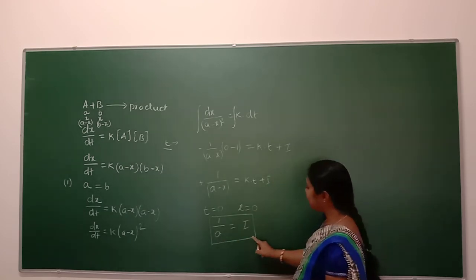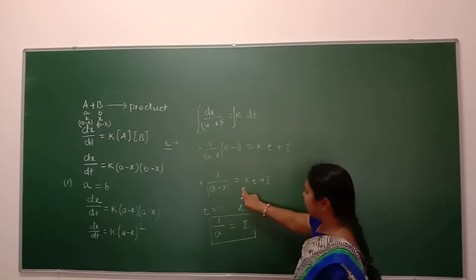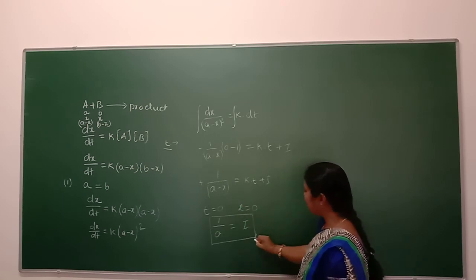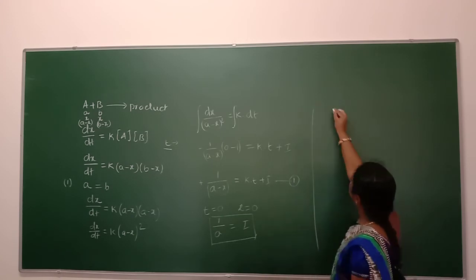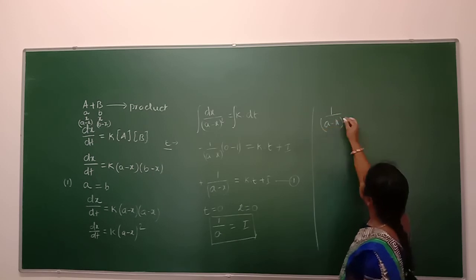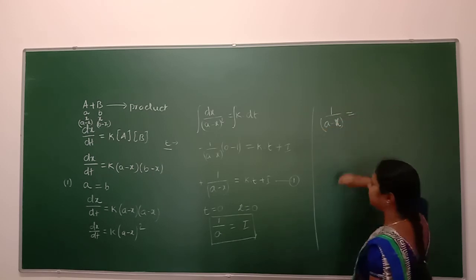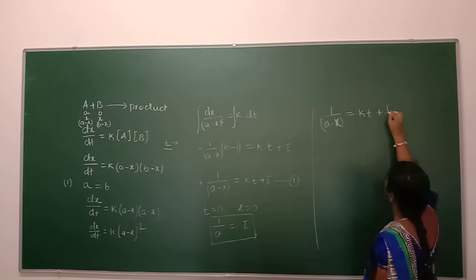So substitute this value of I in the above equation. This is the above equation, equation number 1. We introduce the value of I in this equation, and we get 1 divided by (a minus x) is equal to kt plus 1 by a.